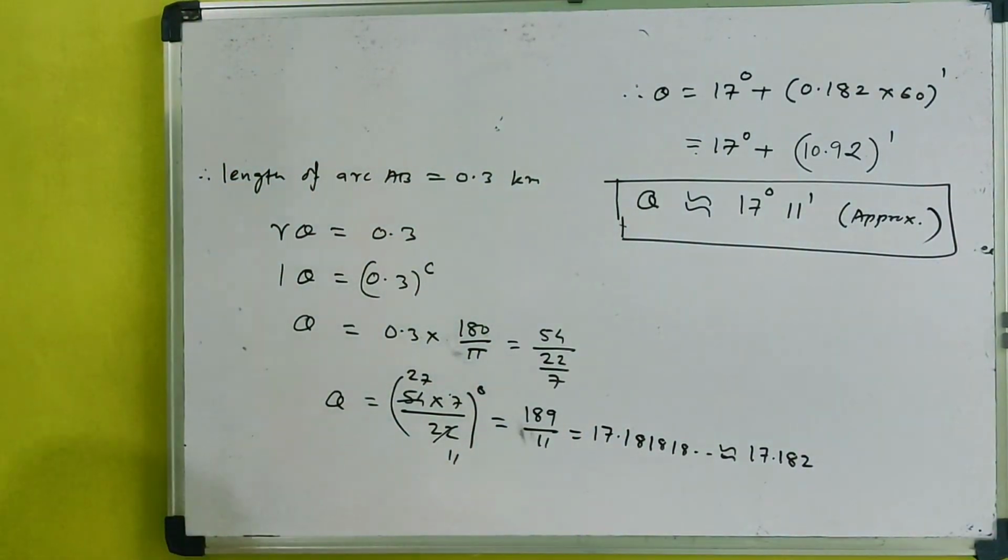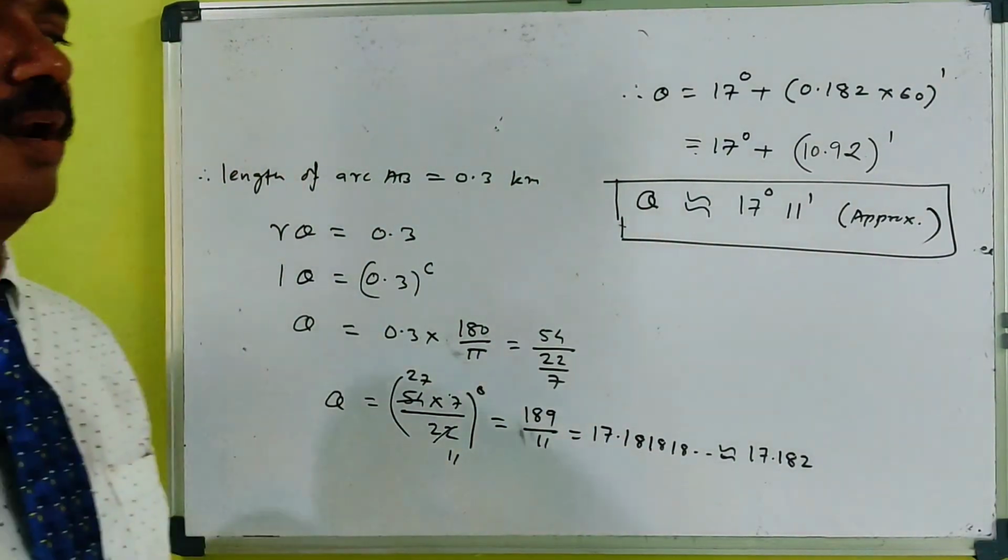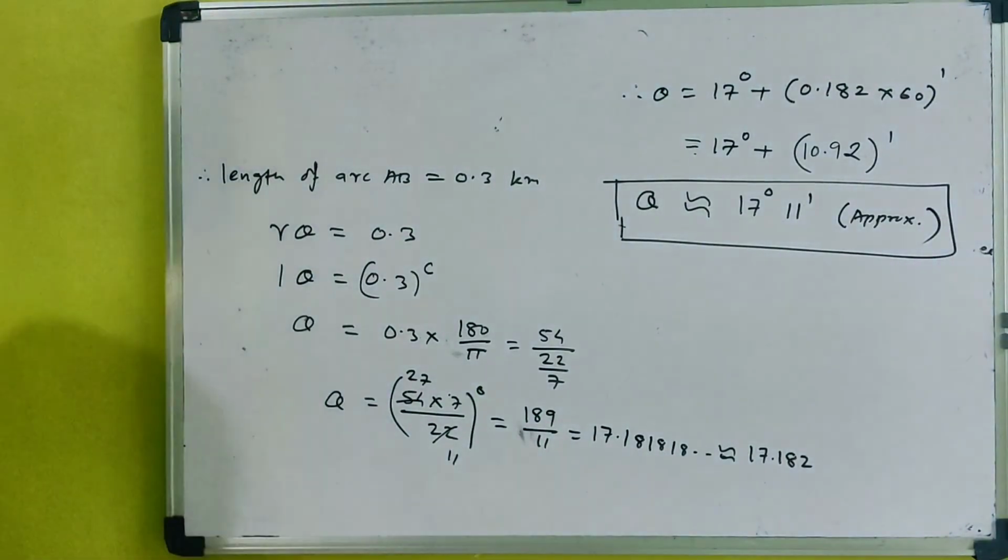So that is the answer for this sum. The angle subtended by the train after 30 seconds will be 17 degrees and 11 minutes.